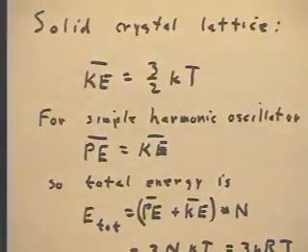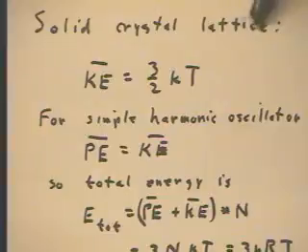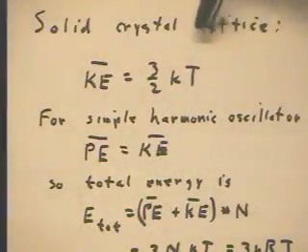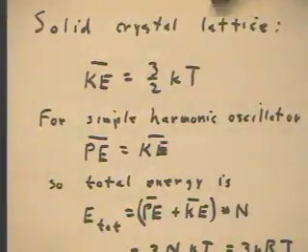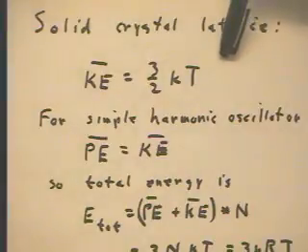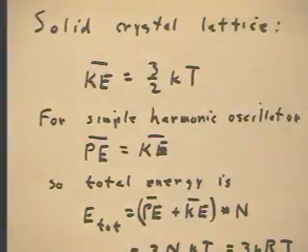Let's think about the molecules in a solid crystal lattice. A lattice means the molecules tend to be confined to a specific point in the solid. And the lattice is some regular arrangement of molecules. Each molecule will essentially undergo simple harmonic motion due to the thermal energy.